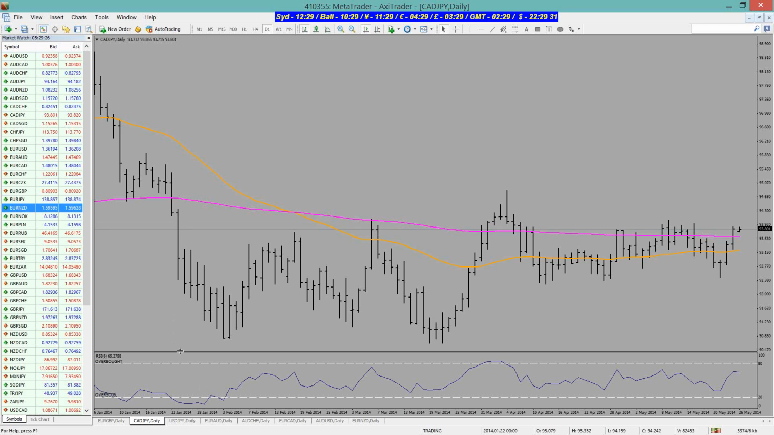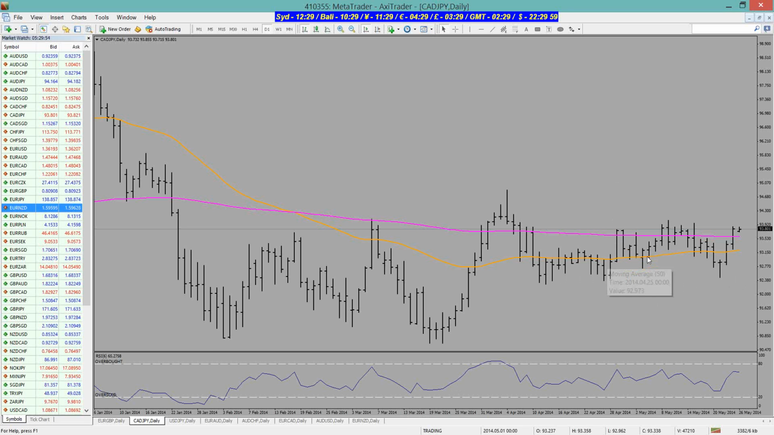CAD yen, wouldn't you say it's stuck in a range? Yes, but because it's stuck in the range, a bit like the pound CAD, and your mate Rob knows all about the pound CAD, the longer it's stuck in this type of range, the more impressive the move out of it will be. I'm not going to say it's very explosive, but it should be impressive, and that's what I'm trying to capture.